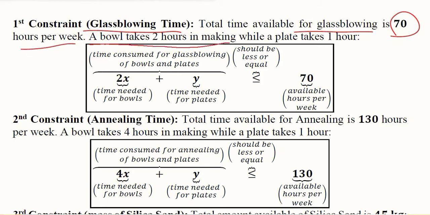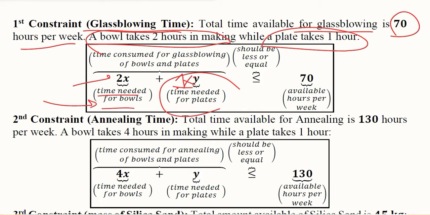And a bowl takes 2 hours in the process of glass blowing, and a plate takes 1 hour of the process of glass blowing. So it means that 1 will be multiplied with the number of plates we produce, and 2 will be multiplied with the number of bowls we produce. And this is the time which is needed by the bowls for glass blowing. This is the time needed for plates for glass blowing. When we add these 2 points in time, it should not be greater, or at max it should be equal or less than 70 hours that are available per week. So this is the time which is consumed for glass blowing of the bowls and plates, the total time. So this is a constraint that we have represented with the help of this inequality.